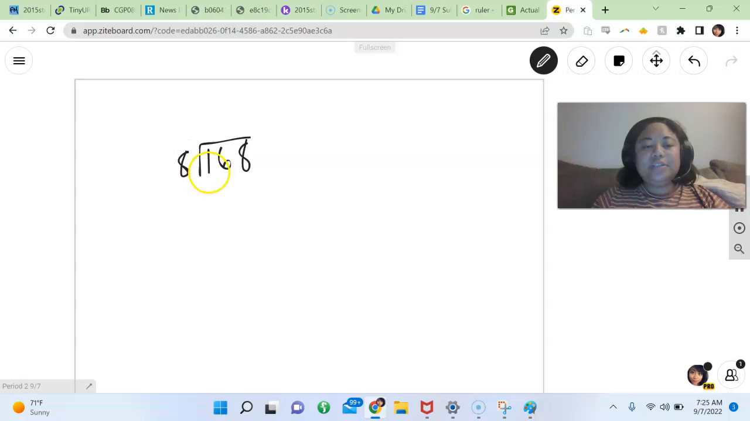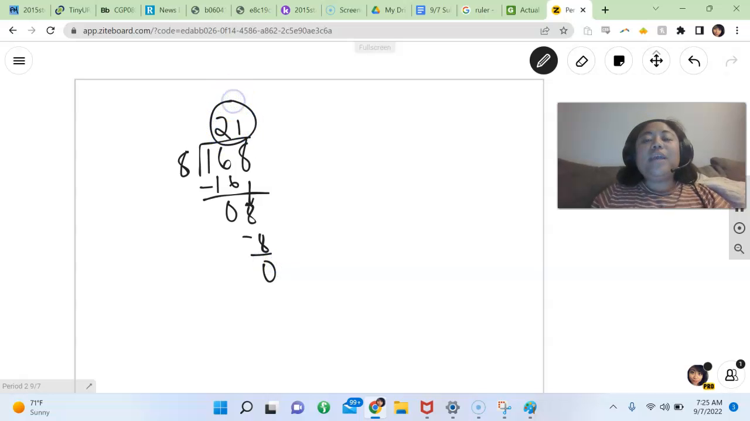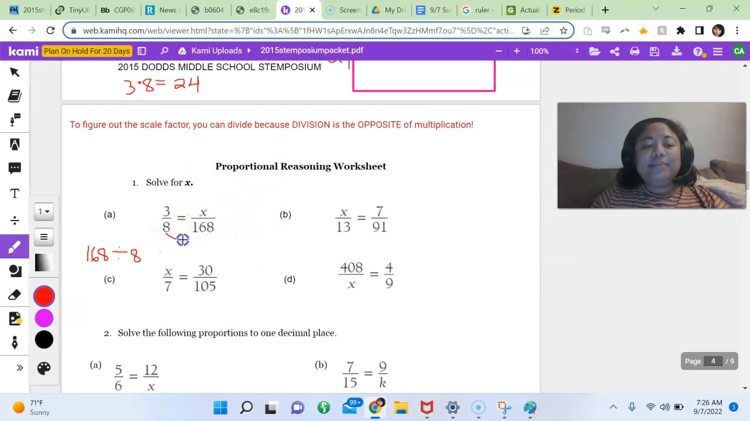Okay, 8 doesn't go into 1, but does 8 go into 16? Yes, it goes in 2 times. 2 times 8 is 16, so subtract 16, that's 0, bring down 8. 8 divided by 8 is 1. 1 times 8 is 8. 0. And my scale factor is 21. So now I know what my scale factor is. My scale factor is 21. That means I go 8 times 21 to get 168.